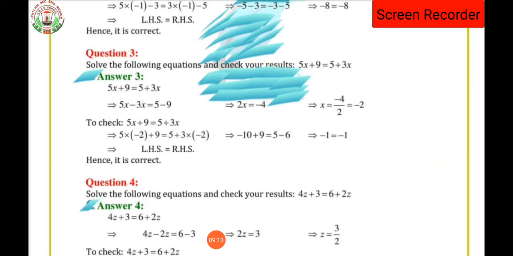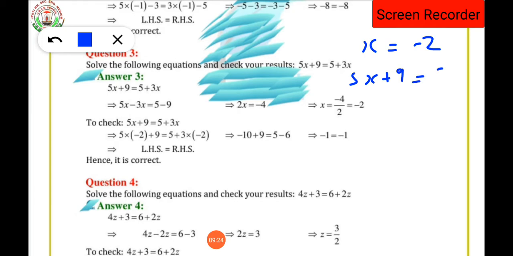After doing this, what do we have to do? We have to check, isn't it? So x is equal to minus 2. We have to substitute in the equation 5x plus 9 is equal to 5 plus 3x.